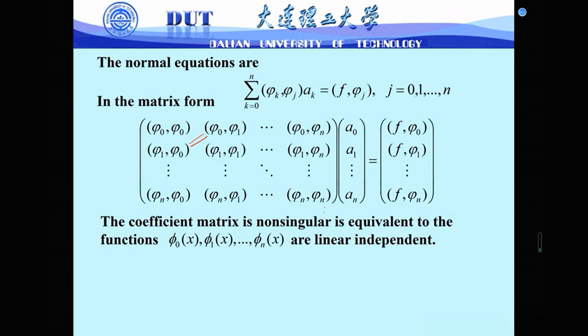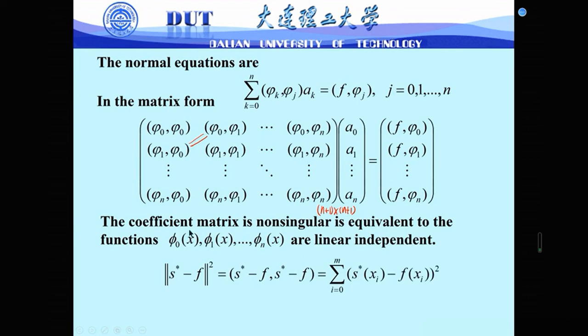Now, we obtain an n plus 1 by n plus 1 linear system to solve. It should be n plus 1, because the matrix is n plus 1 by n plus 1. The dimension is okay? Now we know the coefficient matrix is non-singular, which is equivalent to the functions phi 0, phi 1 to phi n being linearly independent. This phi is this phi, okay? We use it to mean the same function. Okay.